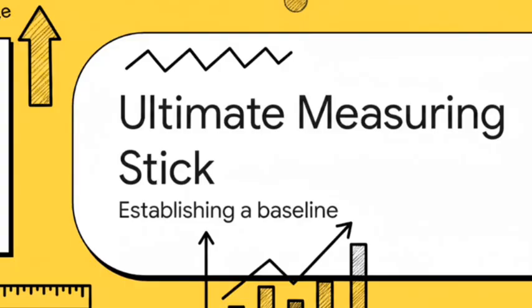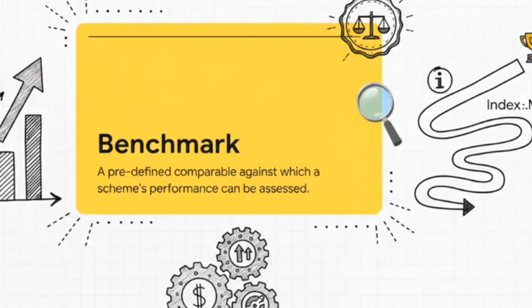Which brings us to part one of our toolkit, the ultimate measuring stick, or establishing a baseline for performance. And that baseline, it's called a benchmark. Essentially, it's a predefined comparable against which a mutual fund scheme's performance is assessed. But here's the catch. You can't just pick any random number out of thin air. A credible benchmark has to meet some pretty strict requirements.